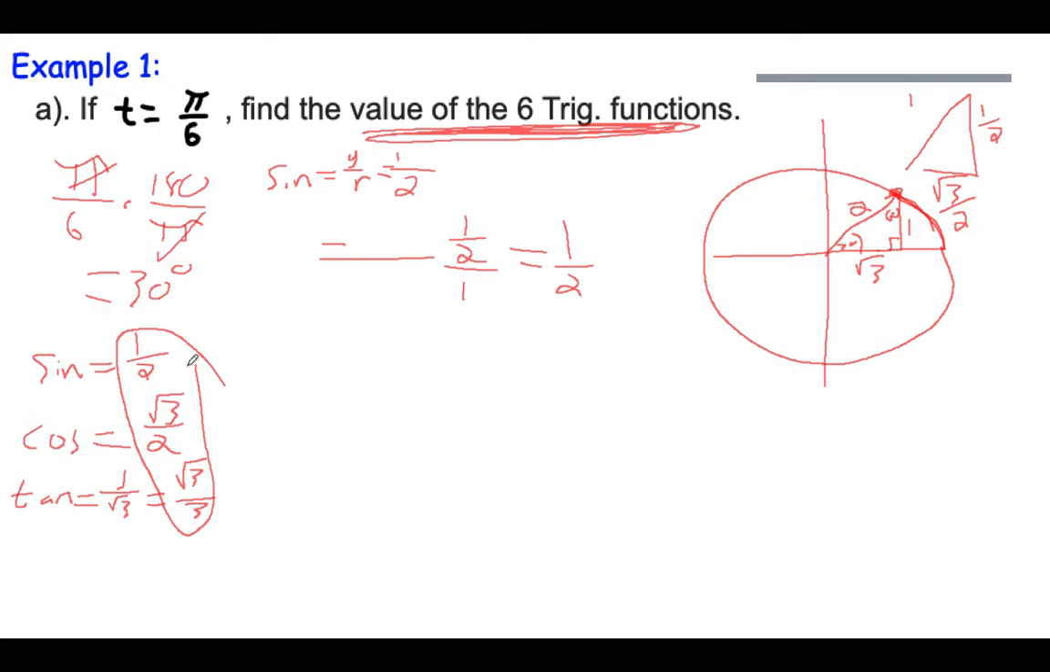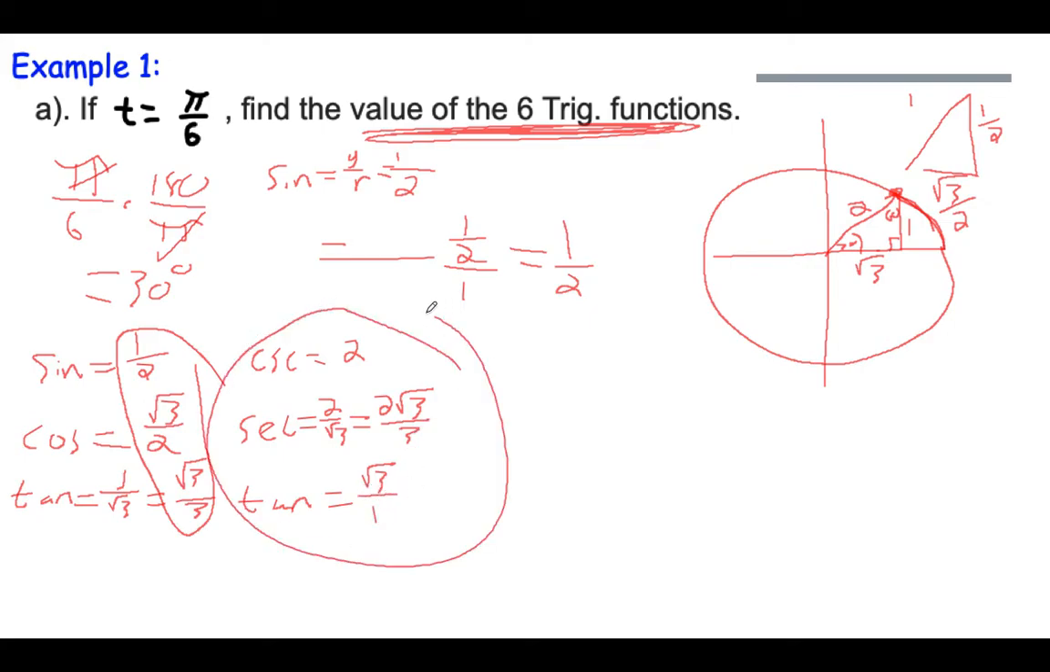Now let's do the reciprocals. Cosecant would be 2 over 1, which is just 2. Secant would be 2 over square root of 3, which if we rationalize, you get 2 square root of 3 over 3. And cotangent, we originally got tangent, so if you just do the reciprocal of that, you get square root of 3 over 1, which is square root of 3. And so that would be our answer. Those are our 6 trig functions, those are the values if t equals pi over 6.